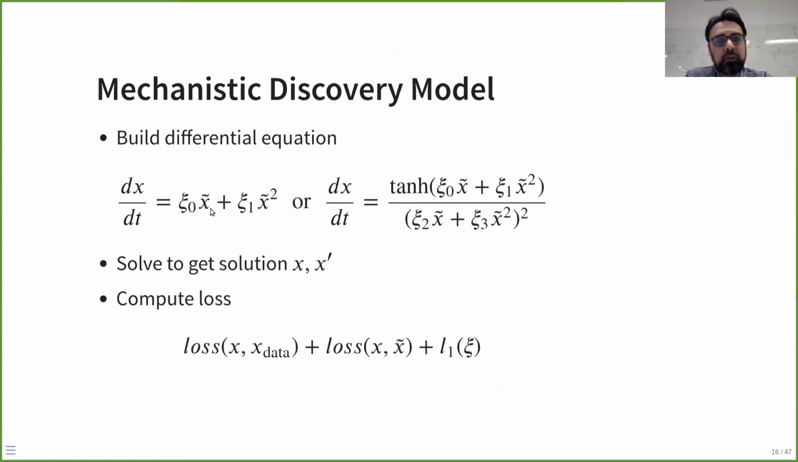So that's the basic procedure. You get some data, you transform the inputs, you build the differential equation representation. You solve this using our differentiable solver. You compute the loss function, maybe include a regularization term. And through this optimization, you get the parameters, and that will specify the governing equation for the data.